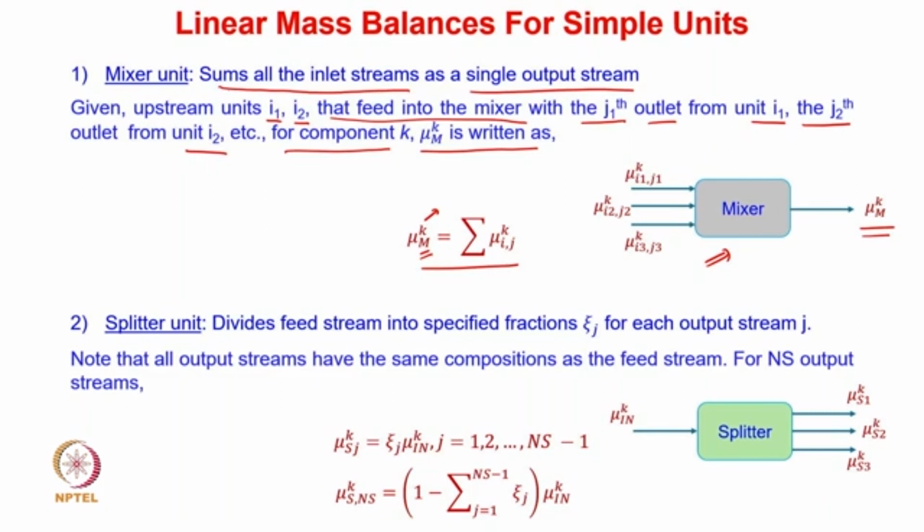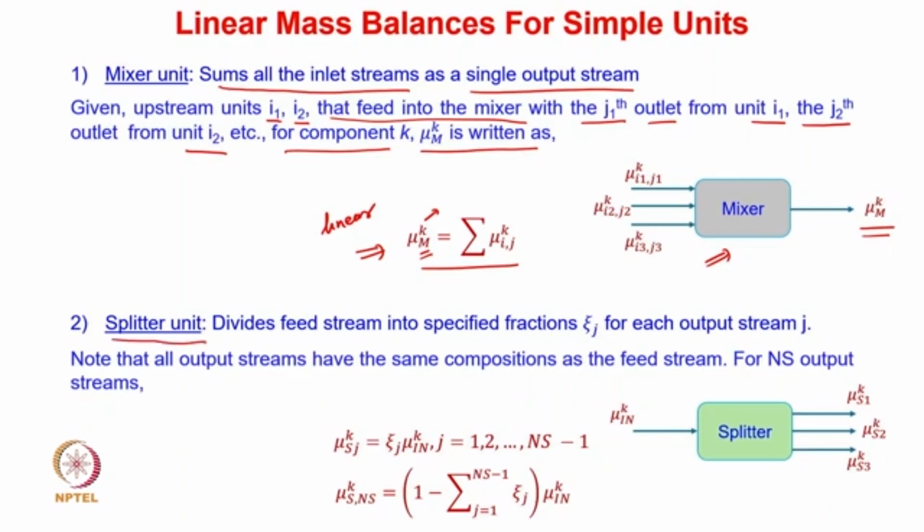So if I have to write down mu Km, in this case it will be the summation of all these three molar flow rates. This is the model equation for the mixer unit, and you can clearly see that this model equation is linear in nature. Now let's look at the second unit.